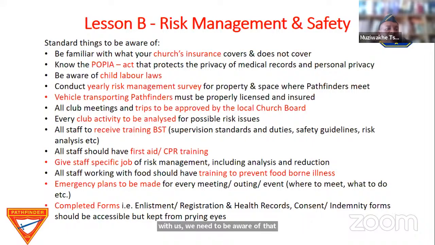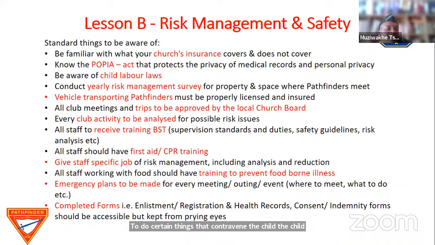And also be aware of child labor laws, particularly where issues of fundraising are involved. We need to be aware that there are child labor laws in place that we need to comply with, and not make our children do certain things that contravene the child labor laws.